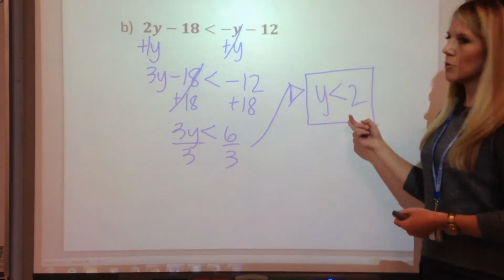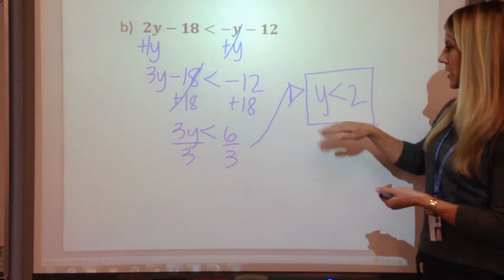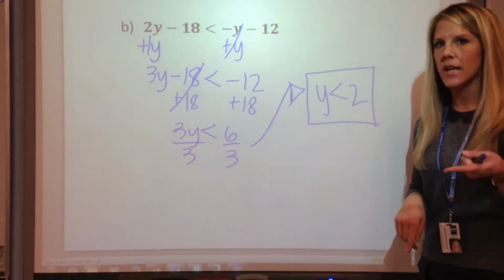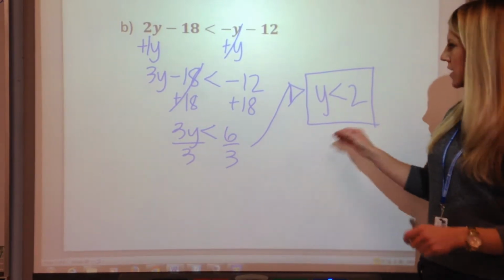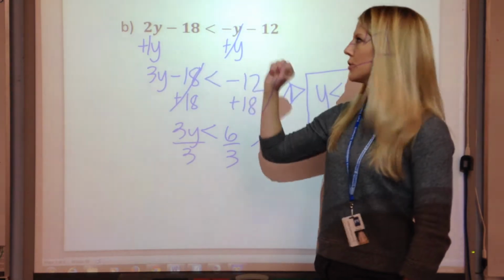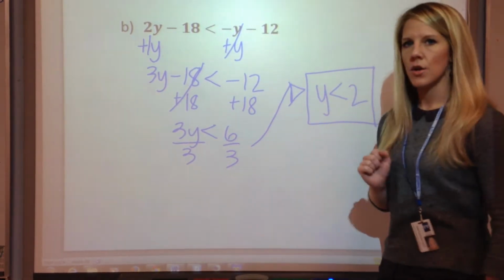So now if I pick any number less than 2, so it can't be 2 because it's not equal to, but if it's like 1.999999999, 0, negative 15, if I plug that in for y, it's going to make the inequality true. The left side will be less than the right side.